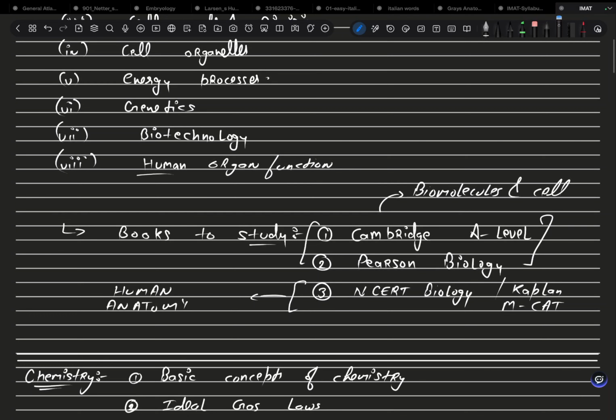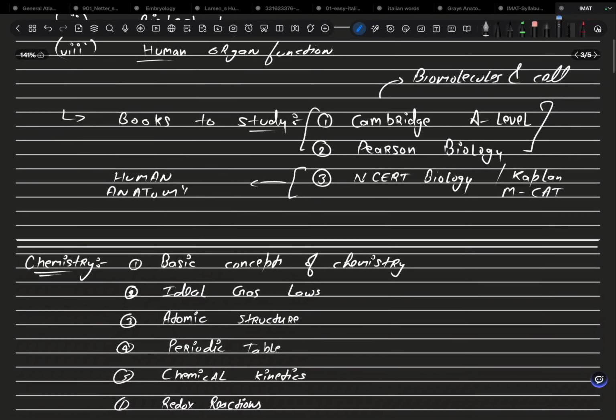Okay, and if you still want to get a bit more vastness about them, then buy both of them, but specifically focus on one of them, and use the other for minor readings and to get a bit more knowledge if possible, right? And I would suggest you NCERT Biology of Indian 12th standard, or a Kaplan MCAT book for human anatomy, which will be helpful for you to study about human organ functioning.